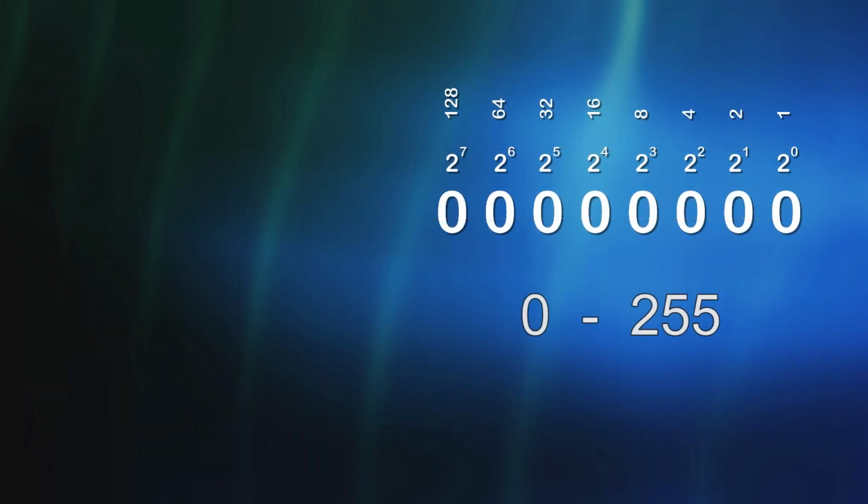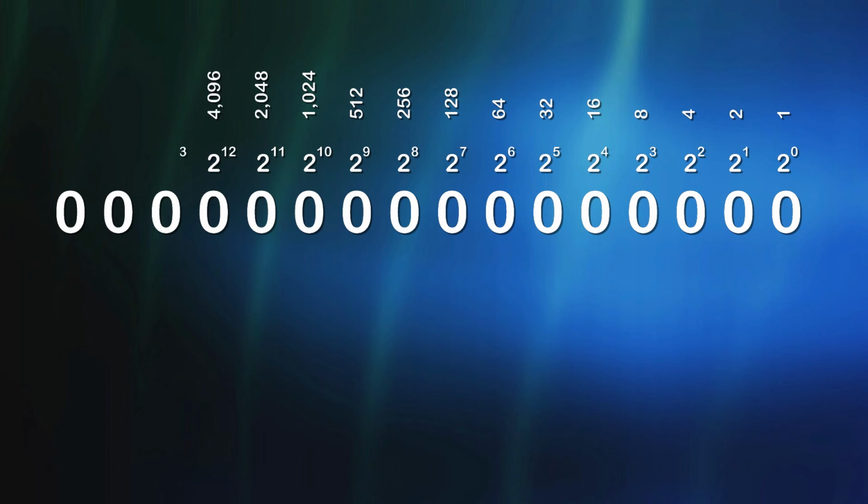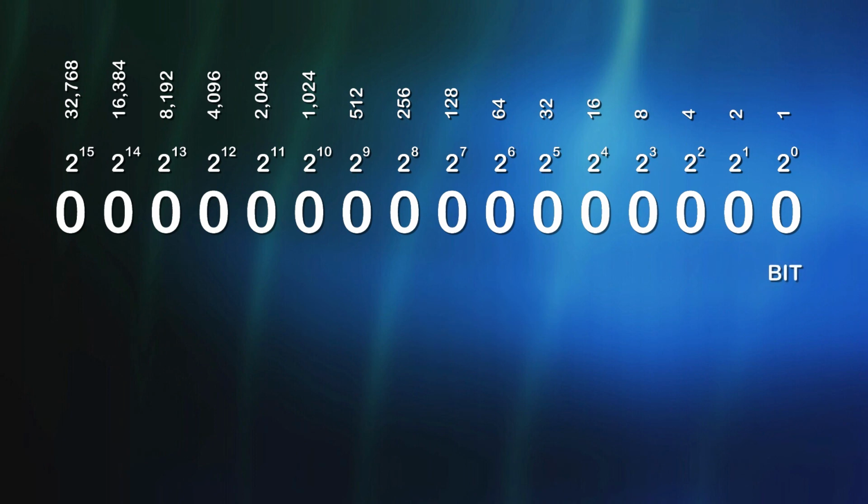With an 8-bit number, we can represent any decimal number from 0 to 255. If we need to represent a number higher than that, simply add 8 more binary digits to the left to represent 256, 512, 1024, 2048, 4096, 8192, 16,384, 32,768. With a 16-bit binary number, we can represent any decimal number from 0 to 65,535.